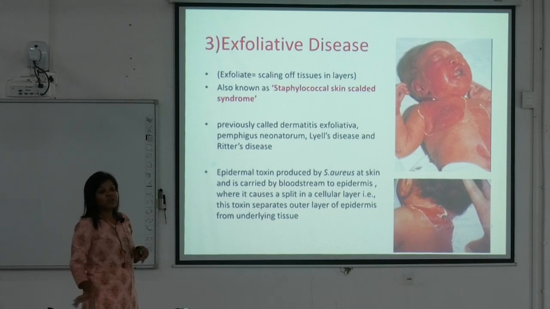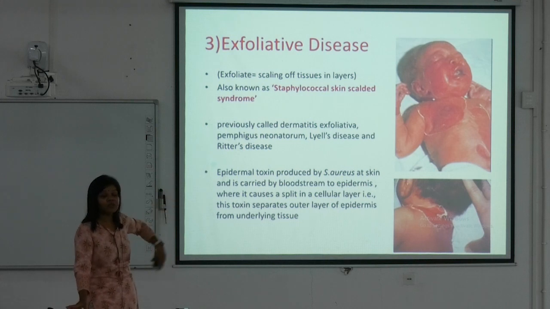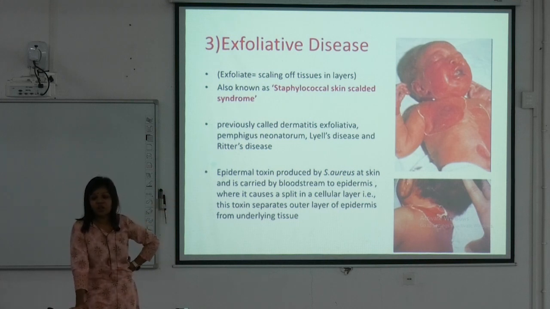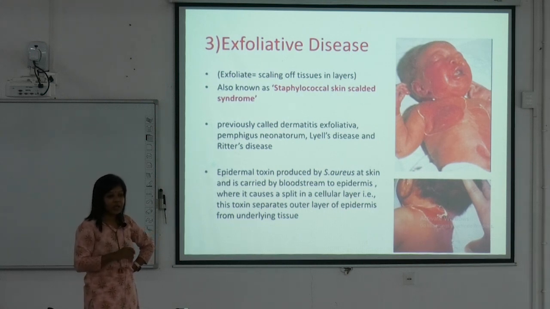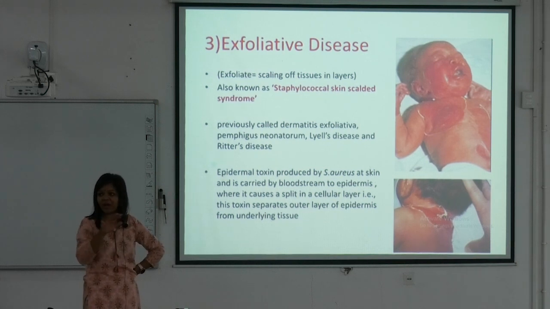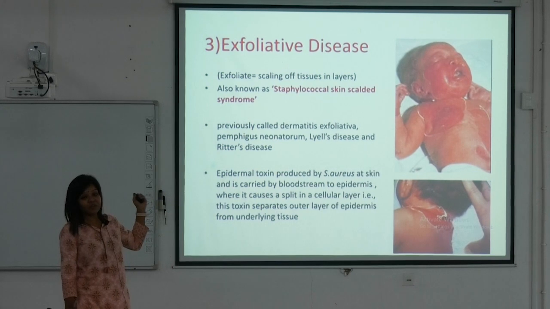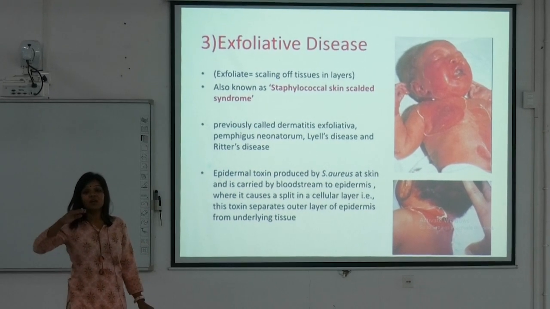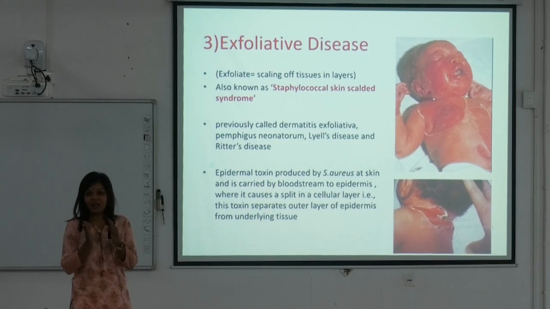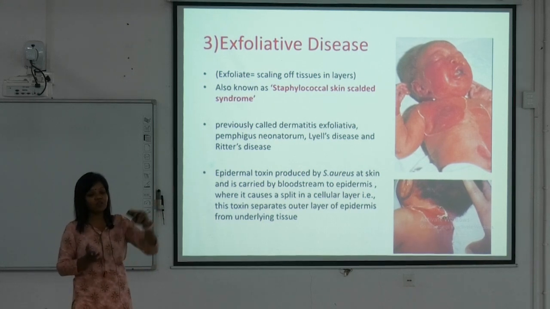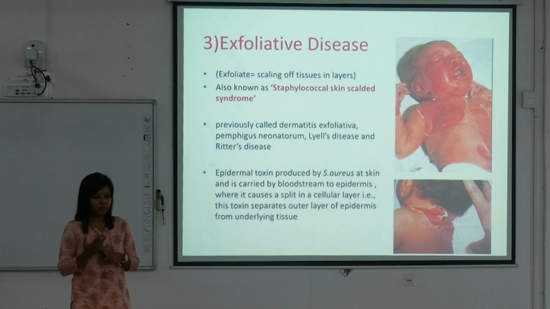So, in Ritter's syndrome what happens? Along with this, the baby is feverish, has stomach upset, lethargy and poor feeding; the baby is not eating. If it is in a lesser form, with no scalding, it forms one disease called bullous impetigo. It is nothing but bullae formation.